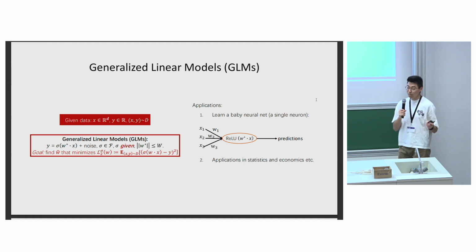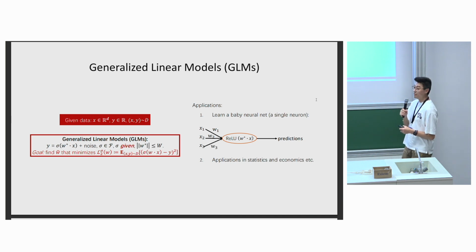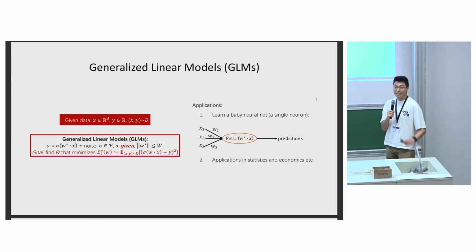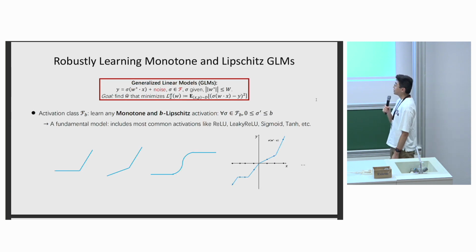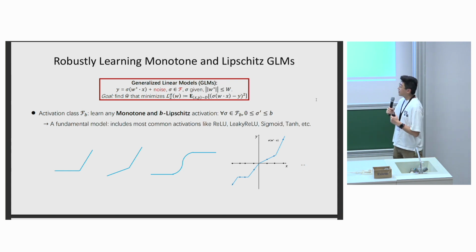GLMs have a wide range of applications. For example, you can view it as training a very baby neural network that contains only one neuron, which is fundamental in machine learning. And it also finds applications in statistics and economics, etc. So in this work, we are considering a large activation class where we want to learn any monotone and B-Lipschitz activation. This is a very fundamental model that includes most commonly used activations ranging from ReLUs to sigmoid and to these kinds of weird functions that are monotone.